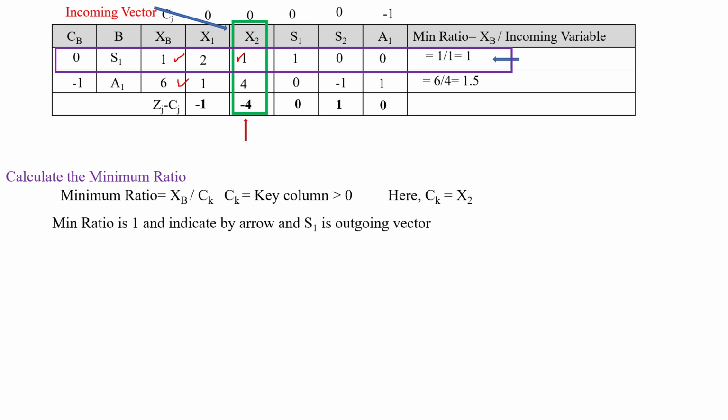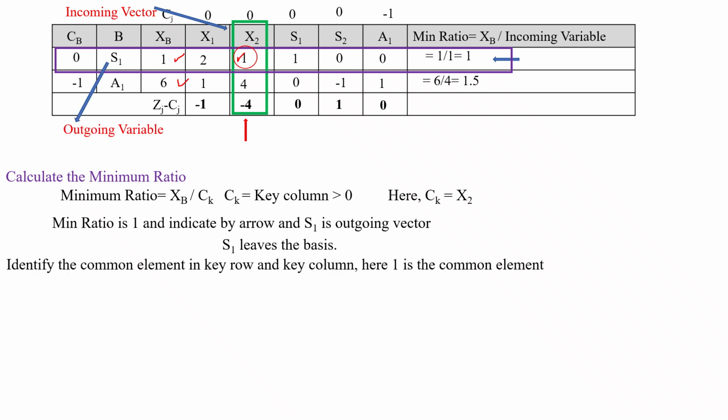So the minimum ratio is 1, indicated by an arrow, and S1 is the outgoing vector, which means S1 leaves the basis. Next we have to identify the common element in the key row as well as the key column. Here the key row is the S1 row and the key column is the X2 column. For the S1 row and X2 column, the common element is 1. So 1 is what we call the key element.